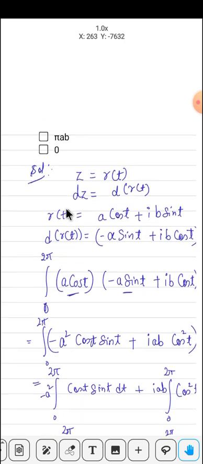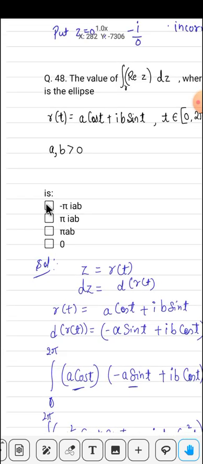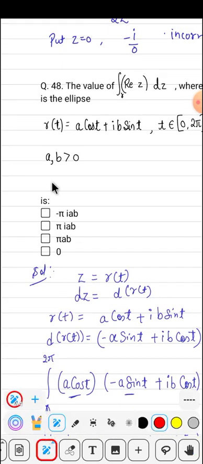So option 1 is our correct option. Now let's go for the next question. Question number is 49.